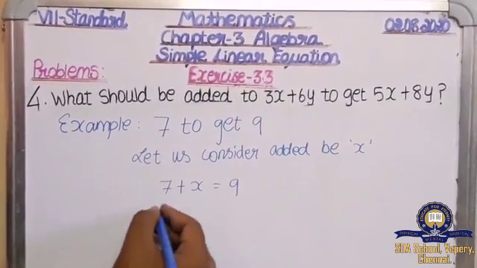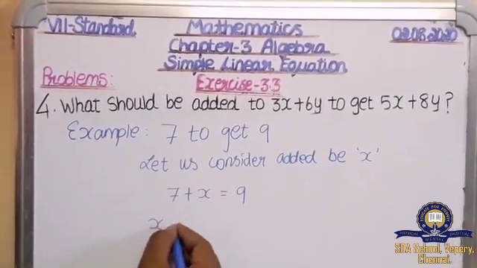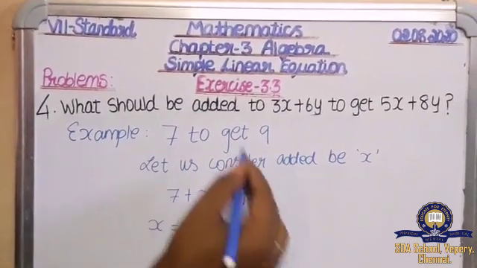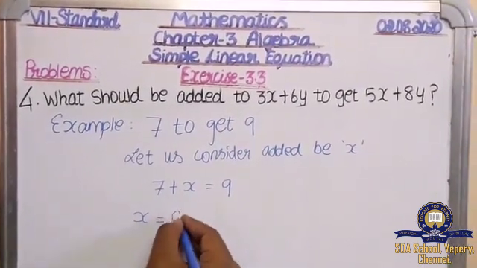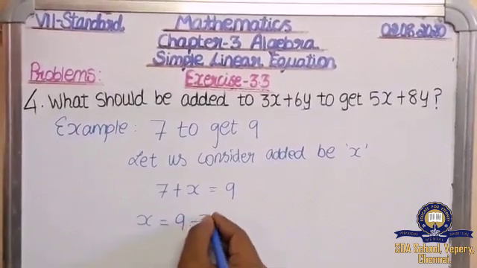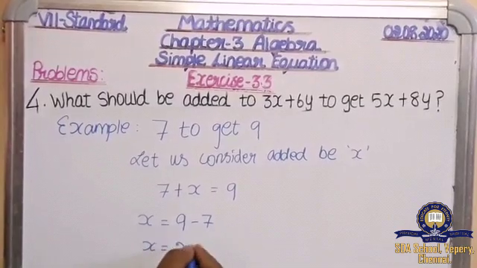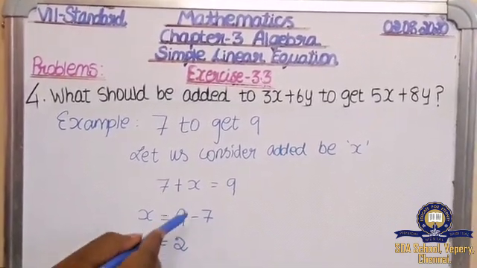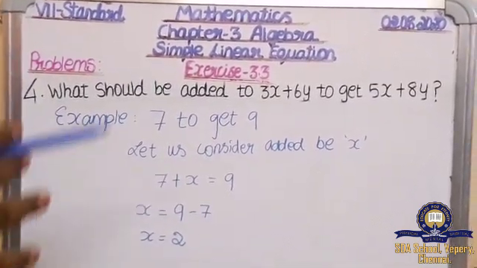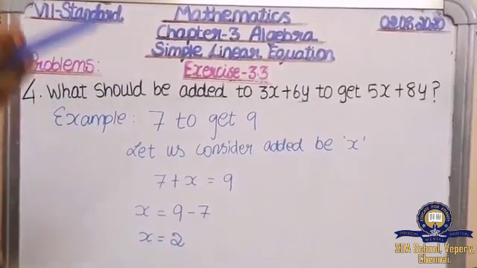x is an unknown variable, so keep it on the right hand side. 7 is an addend. When it goes to the other side, it becomes subtraction. So x is equal to 9 minus 7. x is equal to 2. Now we find the unknown variable x is equal to 2. So 2 should be added to 7 to get 9.